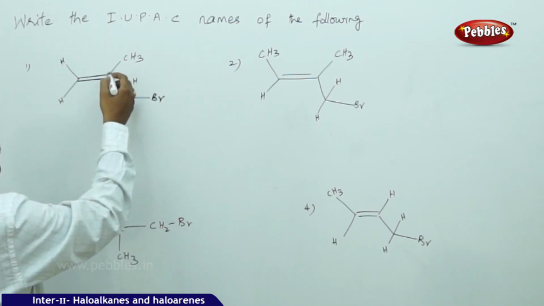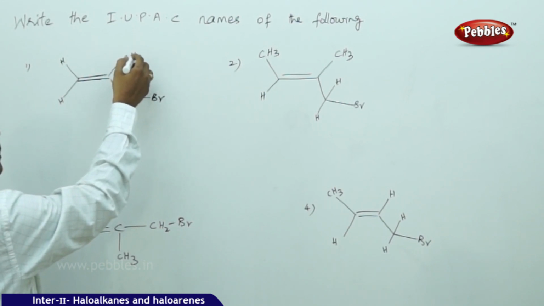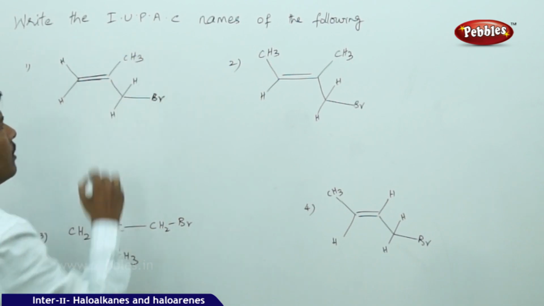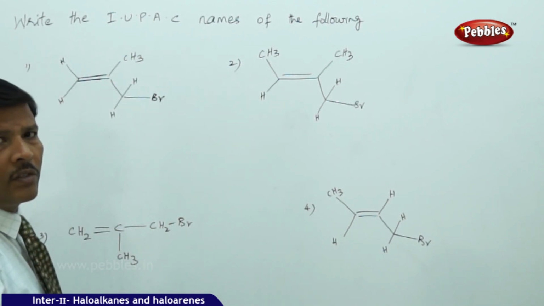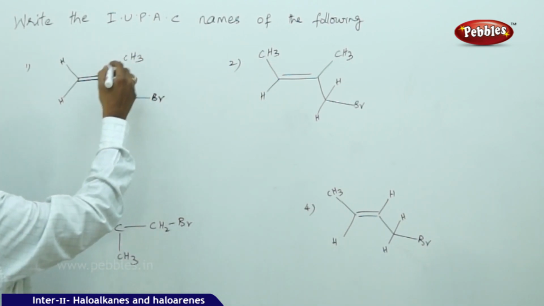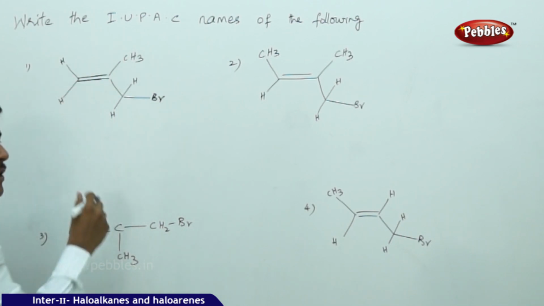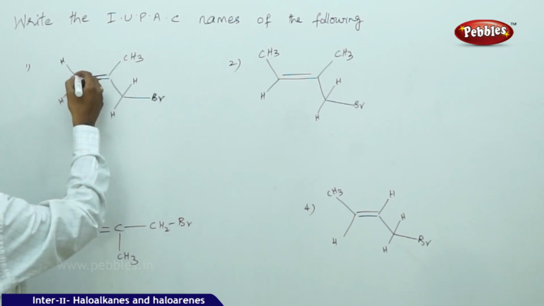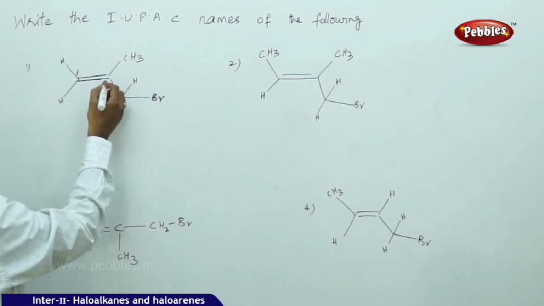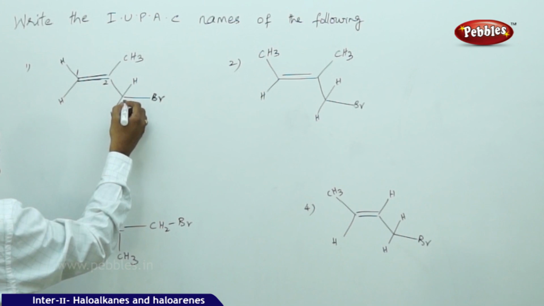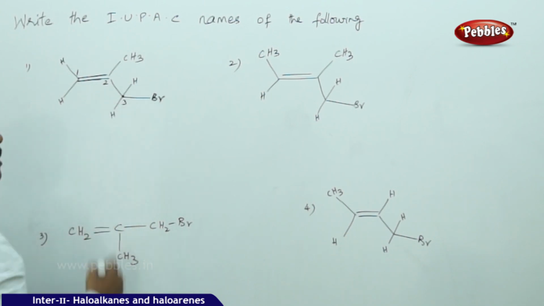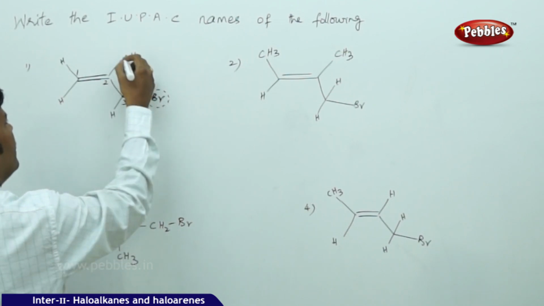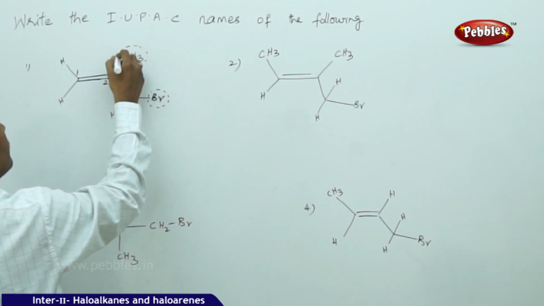Of course, there is one more substituent, because this particular methyl group is not part of the chain. So this methyl group can also be considered as a substituent. The wise decision is to take the longest chain from left to right. So here I am marking 1, here 2, and here 3, because here there is one hidden carbon. And no doubt the bromo group is a substituent, as well as the methyl group.